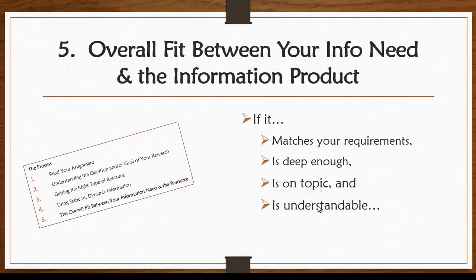And the 5th step is assessing the overall fit between your information need and the information product you're looking at. An easy example for this is the simple fact that social media won't work if you need a scholarly, peer-reviewed resource. One journal article isn't going to give you enough information to write a lengthy research paper.